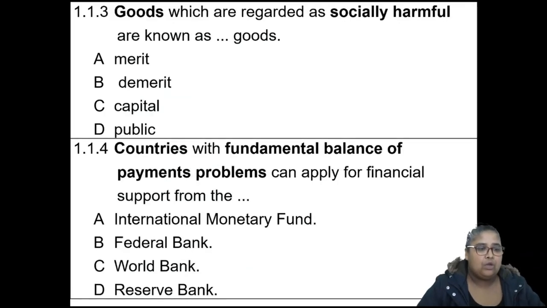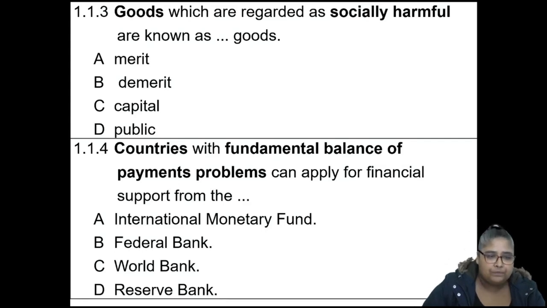Question 1.1.3, goods which are regarded as socially harmful. So if it's deemed bad for society, these are known as... merit goods are goods that are deemed good for society. However, if they are deemed as socially harmful, so it's not good for communities, it's not good for the citizens of a country, or seen as having harmful effects on society, the opposite of merit would be demerit goods. So the answer there would be B.